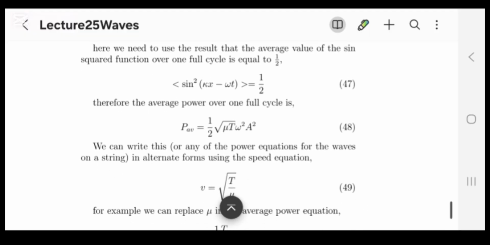But you want to find the average of the sine squared function over one full cycle. If you average the sine squared function over one full cycle, you get exactly 1/2. So you can just take that sine squared average, plug 1/2 into the power function, you just replace sine squared with 1/2, and that's the average power over one full cycle. So each full cycle of the wave, this is how much power we're transporting.